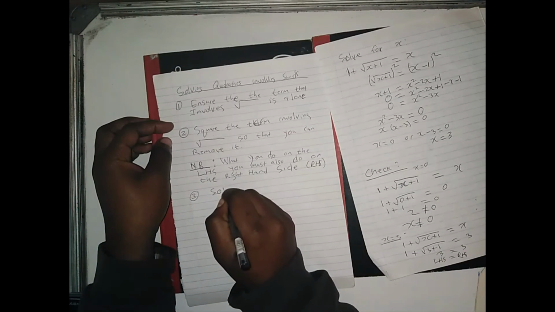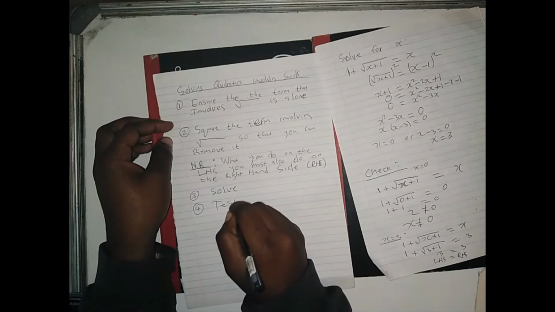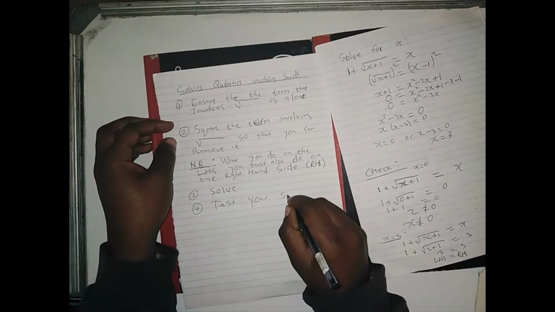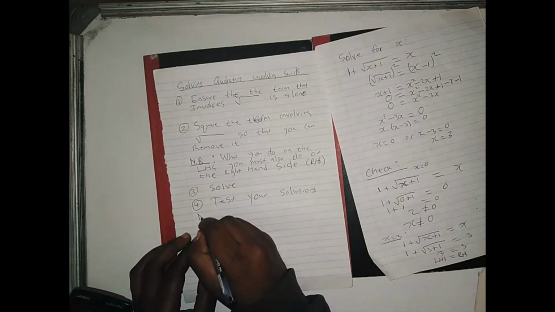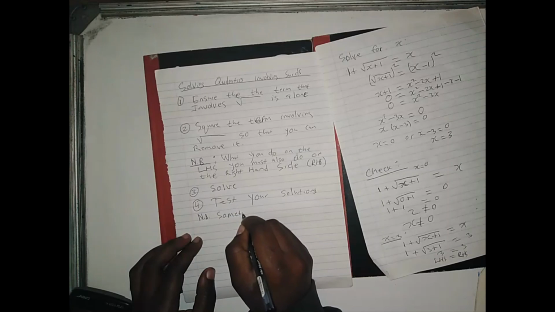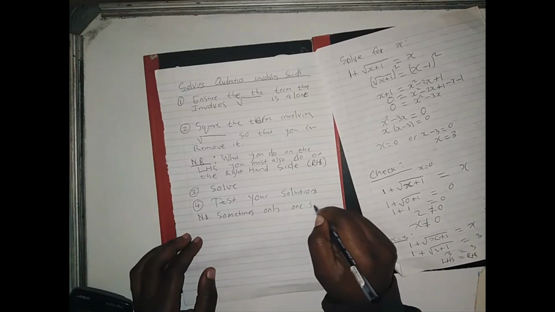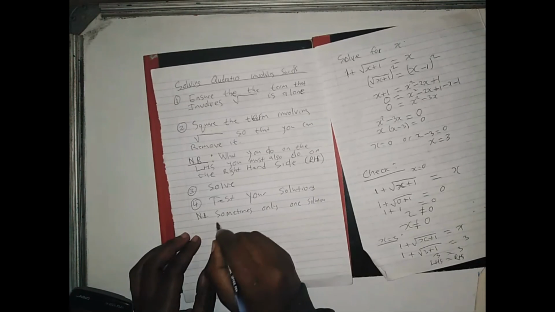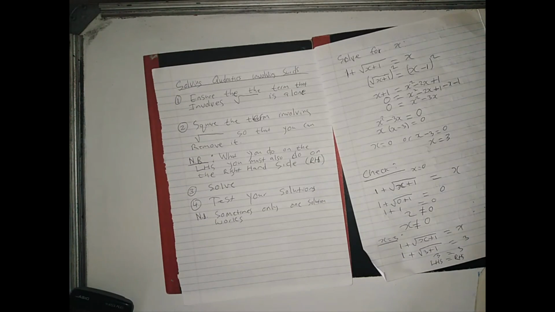And then from there, step number 3, you then solve. But step number 4, test your solutions. Why must you test your solution? Because sometimes only one solution works. Sometimes it's only one solution that works. So make sure that you test your solutions.